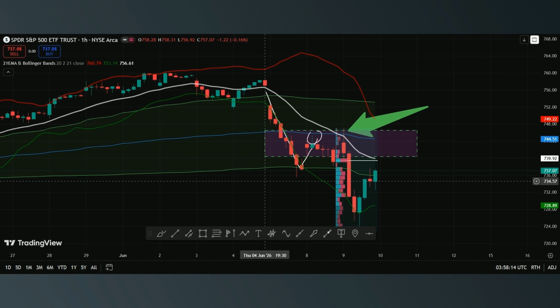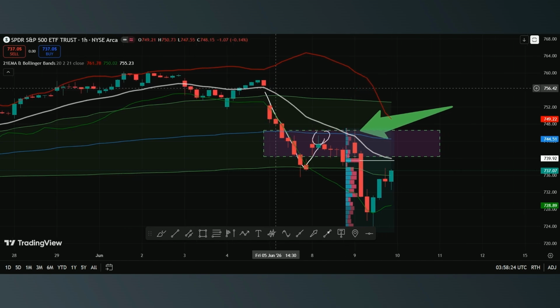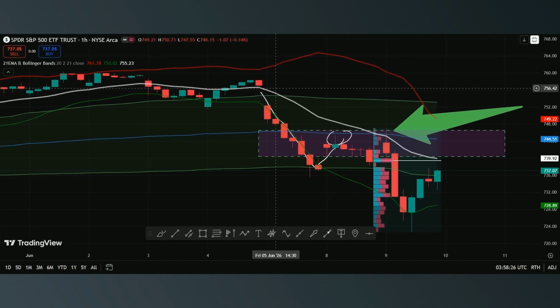We're being aggressive. We're using OCO orders, one cancels the other. This is the example right here, and we're entering in. And I'm going to show you the option chain, but right here, you're going to see this is one of the breakout retests that I like.